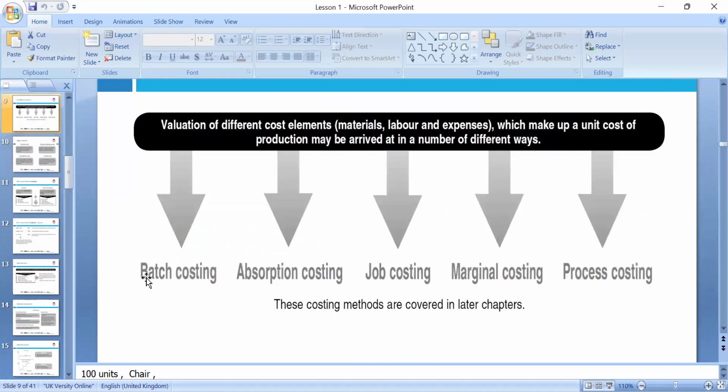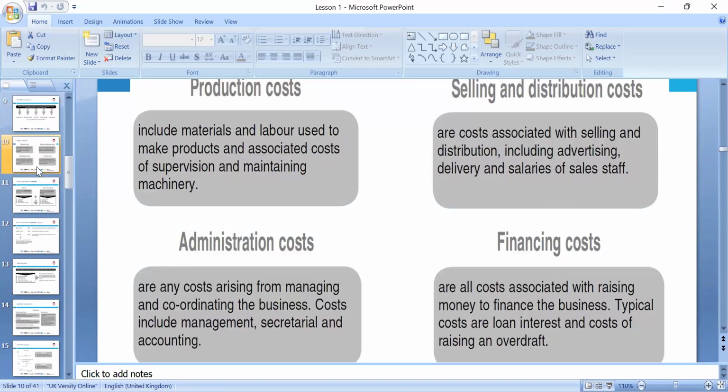I was discussing absorption costing, job costing, marginal costing, and process costing. Now we're looking at production cost, the cost which is related to the production, as the word indicates, then administrative cost, sales and distribution cost, and financing cost, like if we borrow money or overdraft, and how much it costs us daily.